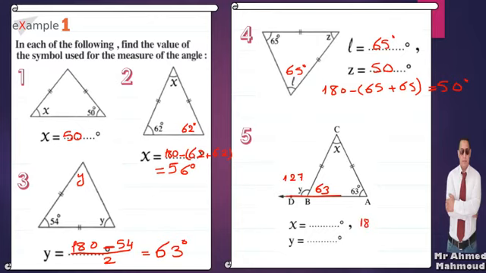180 minus open brackets 63 plus 63, which is equal to 54 degrees. Then x equals 54 degrees and y equals 180 minus 63 equals 127 degrees. This is 127 degrees. Let's solve the next example.